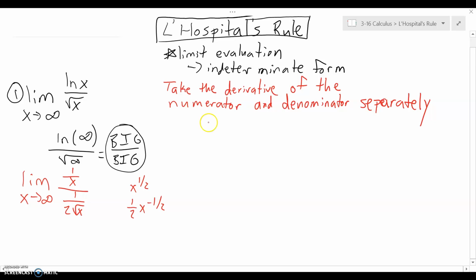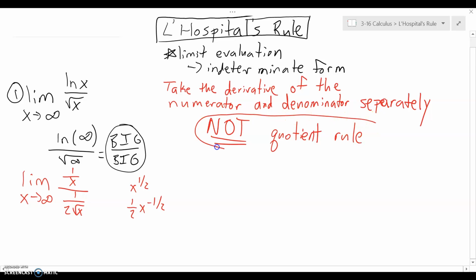Notice this is not the quotient rule. And it's why I wait till much later in the year to talk about this. This is not the quotient rule. We have a quotient. We have something that's being divided, and that's what creates the recipe for L'Hopital's rule. But we are not taking the derivative of the whole thing. We are doing the derivative of the top and the bottom separately. And that's the takeaway we have to have here.